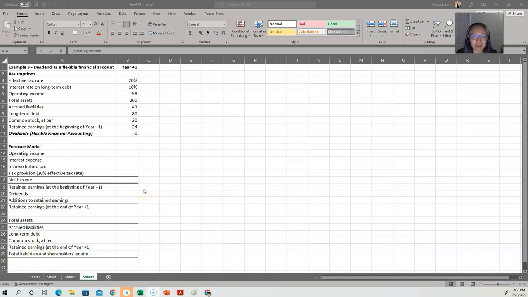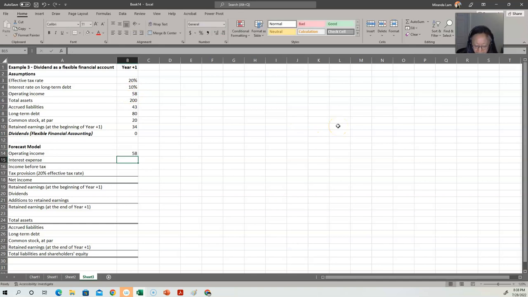So welcome back. Assume you have finished entering all this information into your own Excel. So let's go ahead and create this model. Notice how we separate the assumption area from the model itself. Operating income we're given.